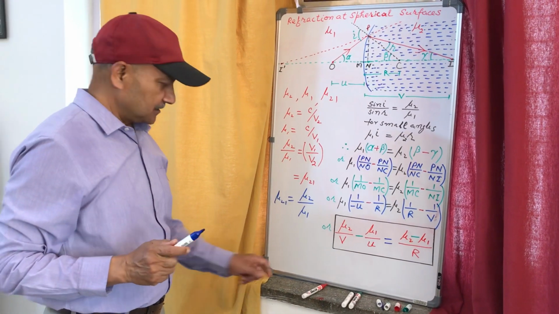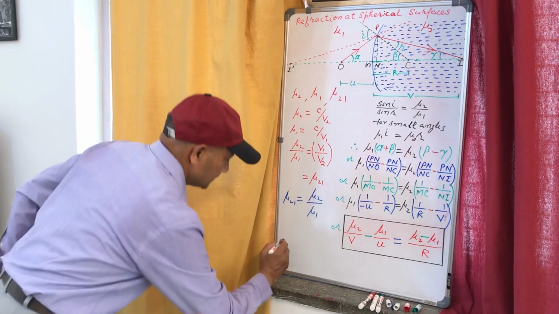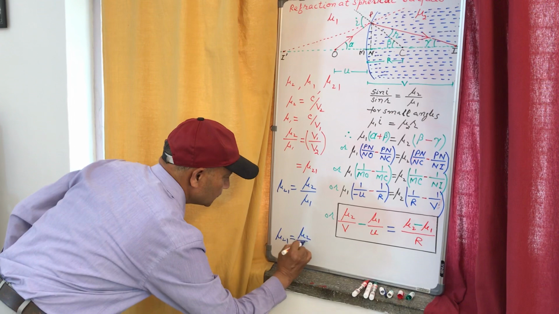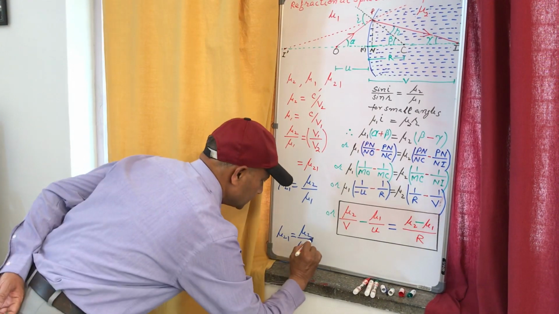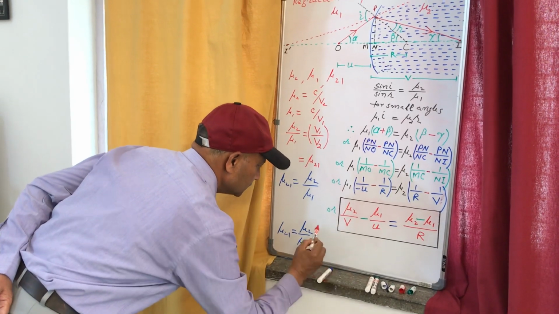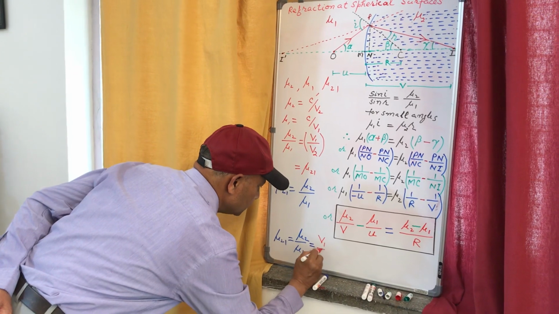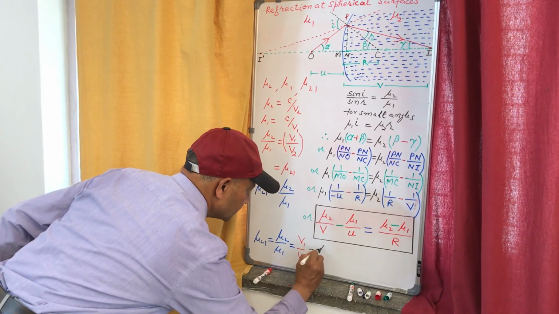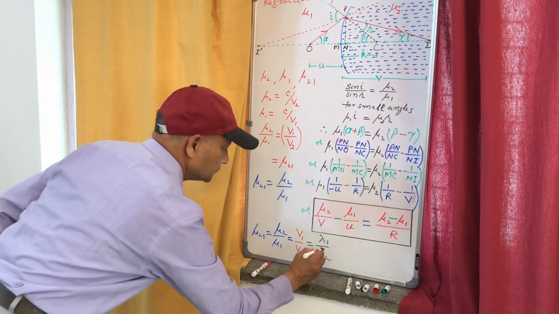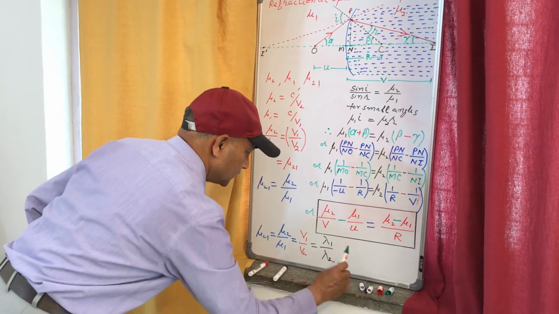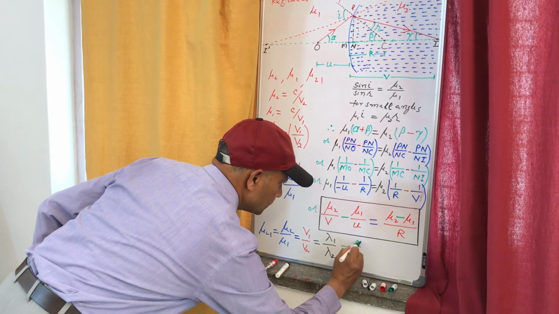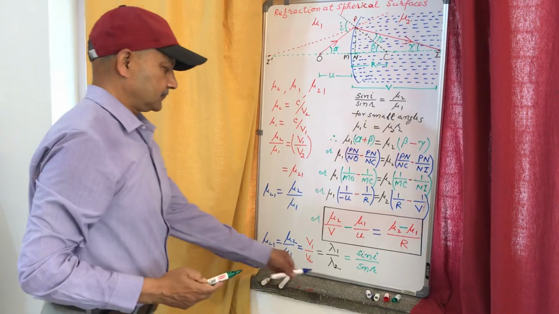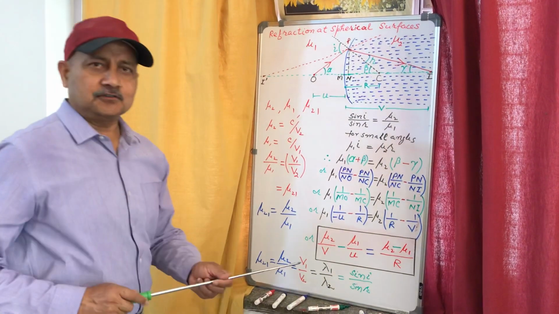Now I can write to sum it up. Now look here: mu21 is equal to mu2 upon mu1, is equal to V1 upon V2, is equal to lambda 1 upon lambda 2, is equal to sin I upon sin R. So this is the relation which you have to remember.